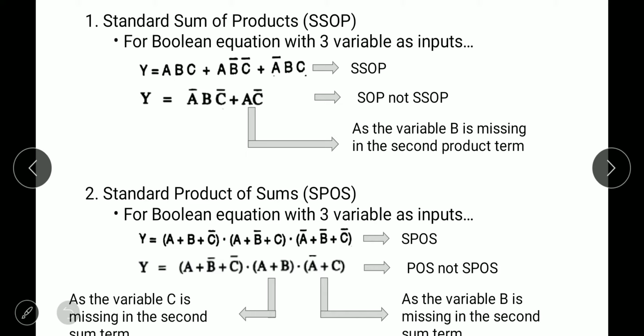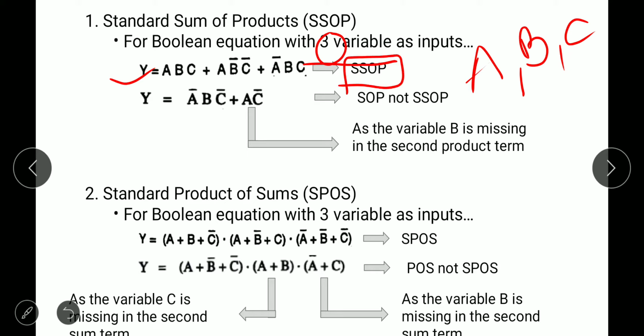Take a Boolean equation with three variables as inputs. The three variables are A, B, and C. So Y is equal to ABC plus A B bar C bar plus A bar B C. This is called a standard SOP form because all the literals are present in each term, whether complemented or uncomplemented. And the second equation, Y is equal to A bar B bar C bar plus A C bar.